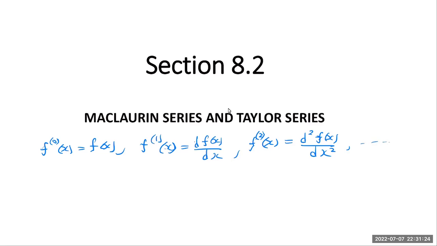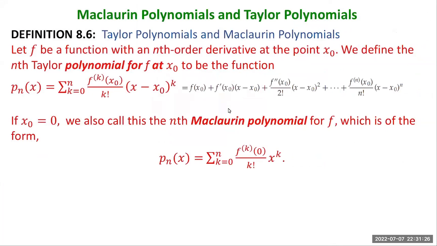I want to start by defining the Taylor polynomial and the Maclaurin polynomial for a given function at a given point x naught. So let's go over this definition. Definition 8.6. Let f be a function with an nth order derivative at the point x naught. X naught is a fixed point.